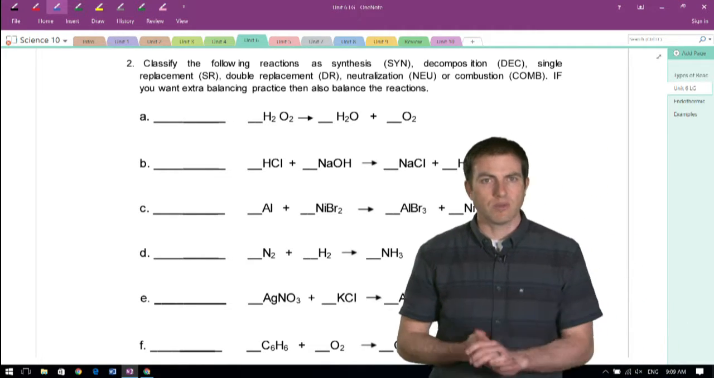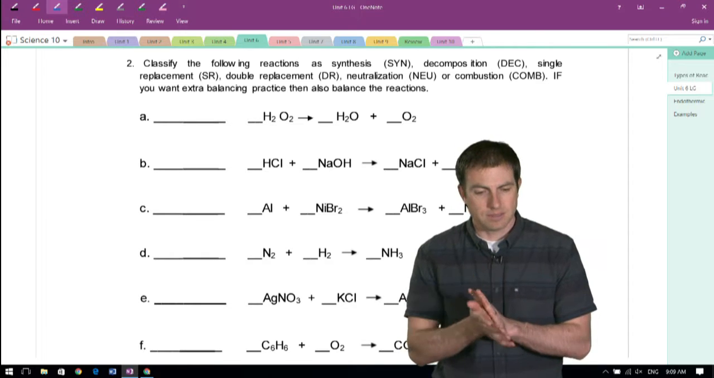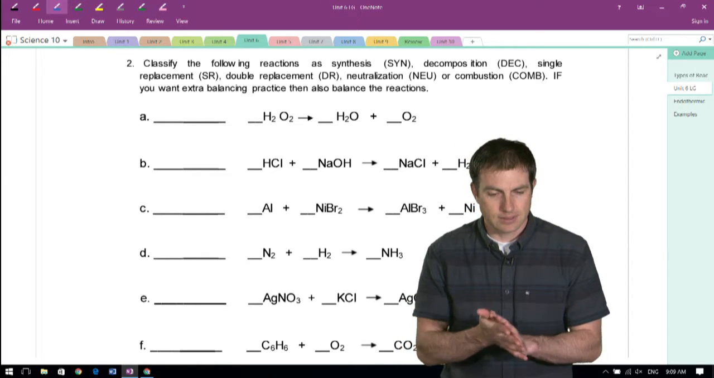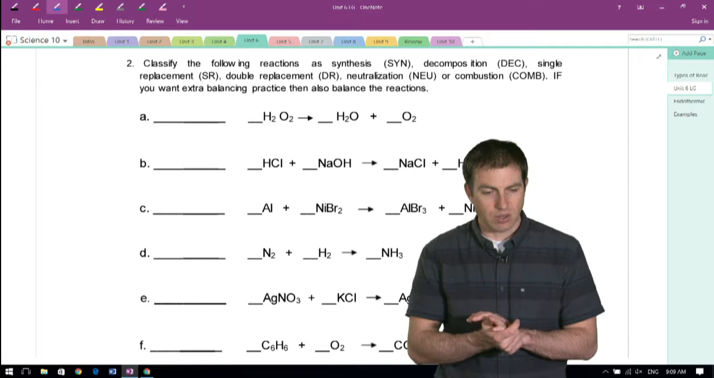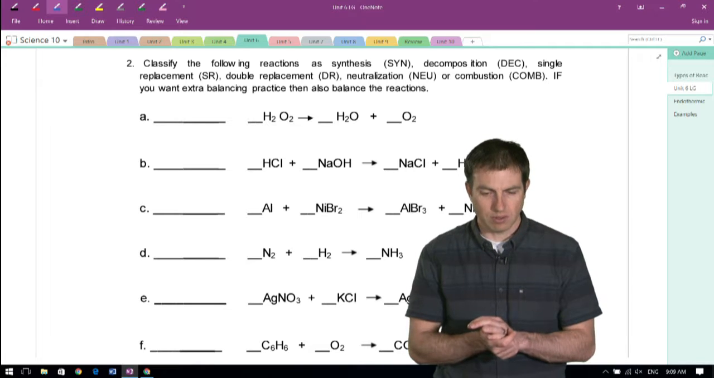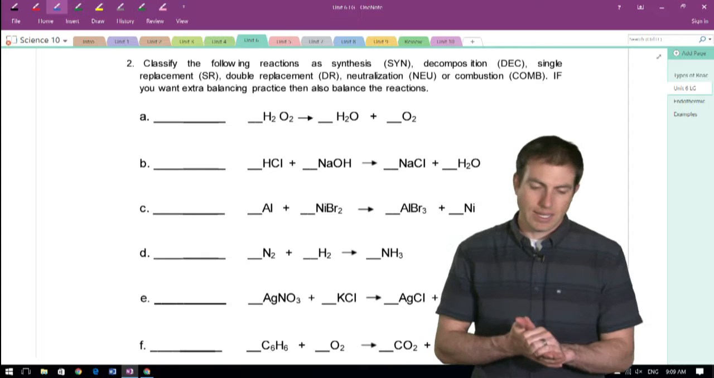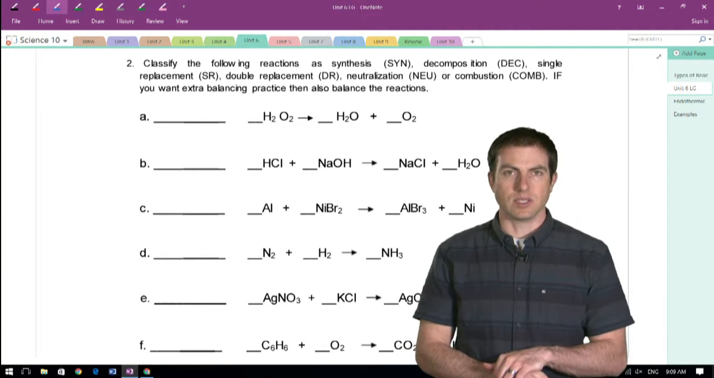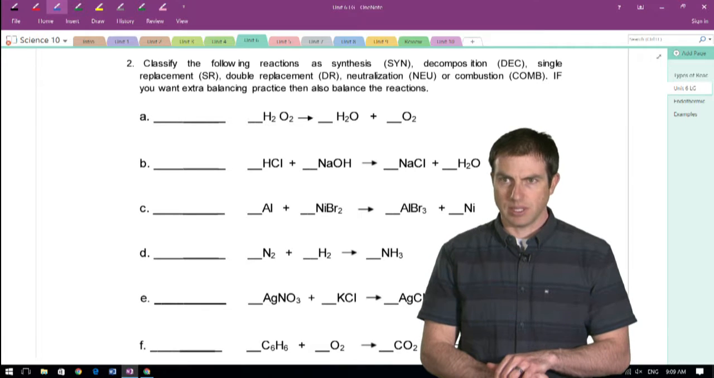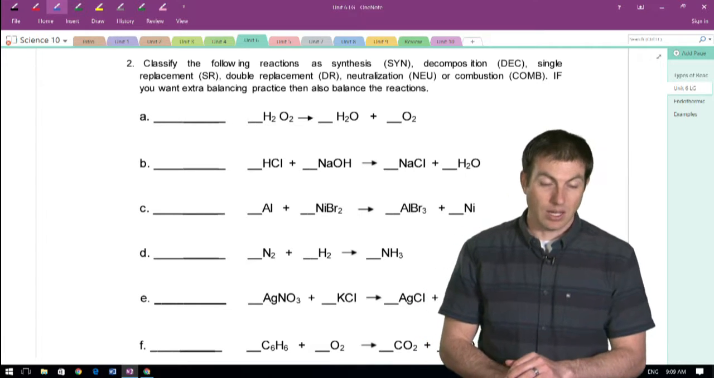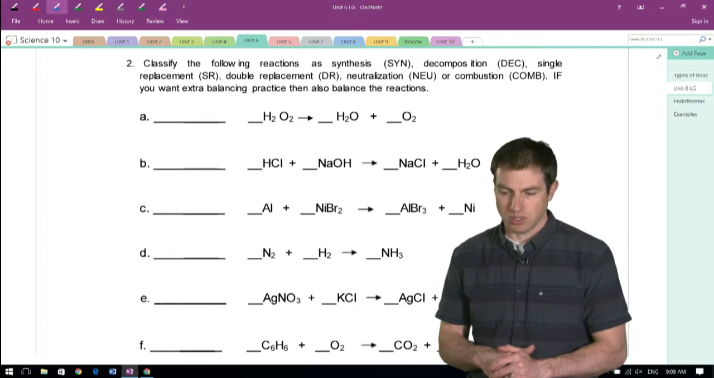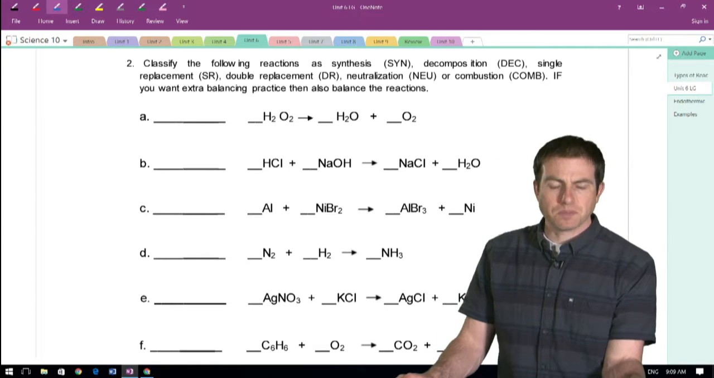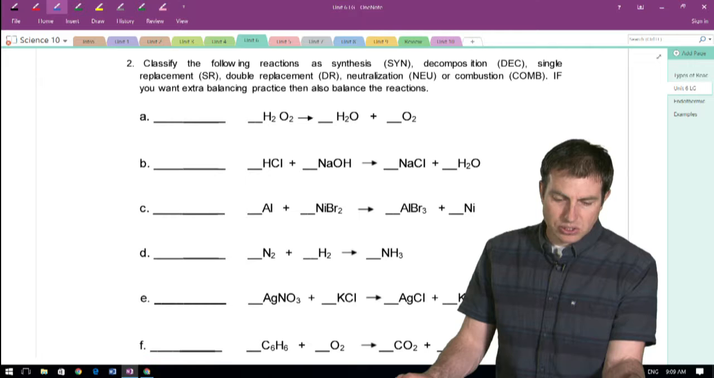Now let's go through some of number 2 right now, and it asks you to balance. But for now, we're not going to worry about balancing. If we have lots of extra time, maybe we will. But essentially, it's just going to take a lot of time. I mean, if you're good at balancing, each question only takes a couple seconds. But it's just a bunch of extra questions that we probably don't need to do right now. So we need to identify each type of reaction, and that's all we're going to do.